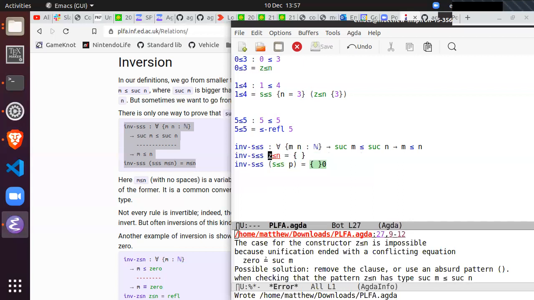it's going to give us an error, and it says the case for constructor Z less equal to N is impossible because unification ended with a conflicting equation: 0 is equal to suc of N, which is actually a really good error message. Well, by the standard of error messages, that's good.